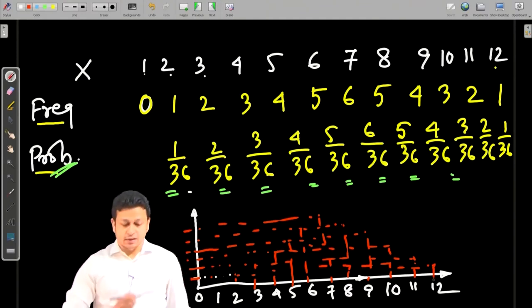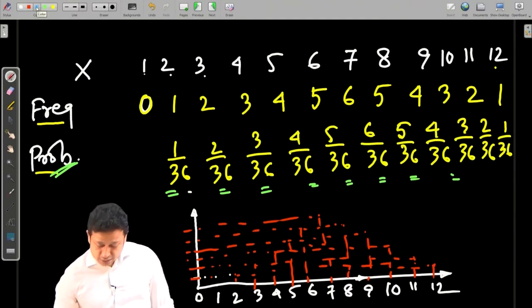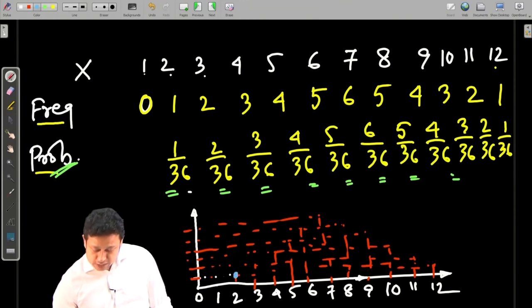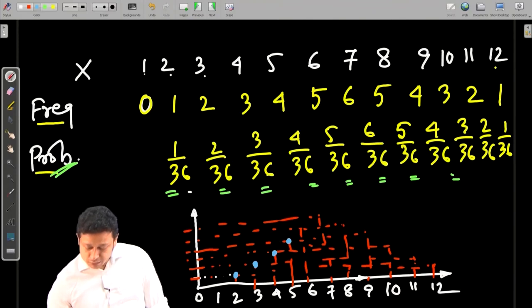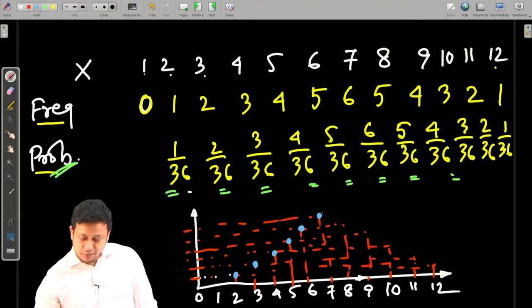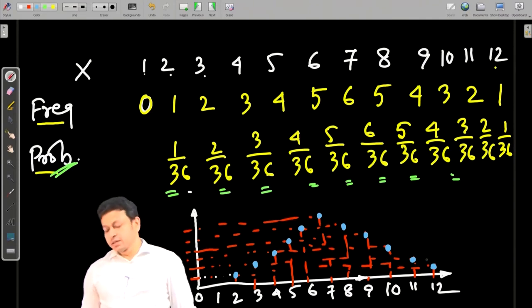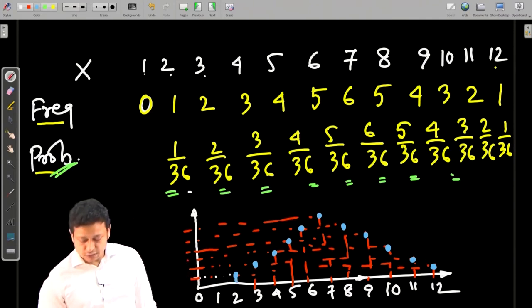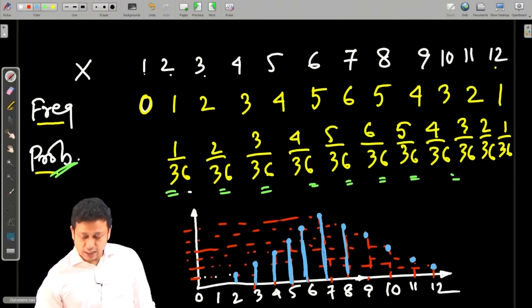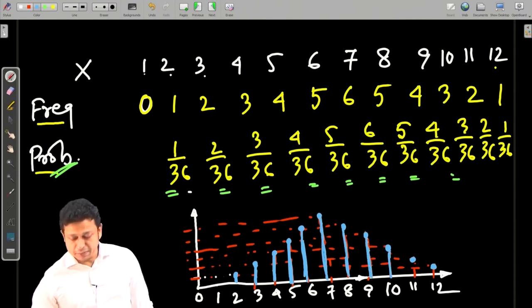If I now use a different color, since it is looking pretty messy, I am going to have for 2 this point, for 3 this point, 4 this point, 5, 6, 7, and again coming back, 8, 9, 10, 11, and 12 each with its point. Now, if I draw these lines, the strips, these are the probabilities for the corresponding values, and these I can call a probability packet.